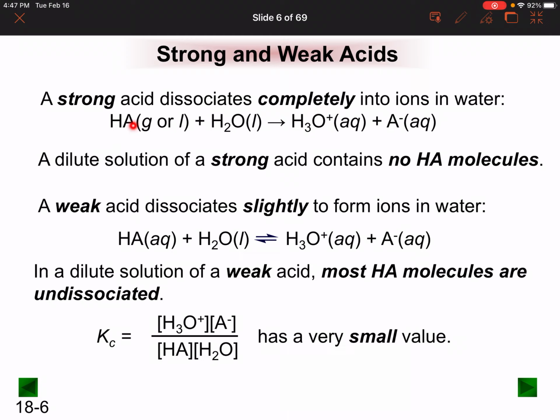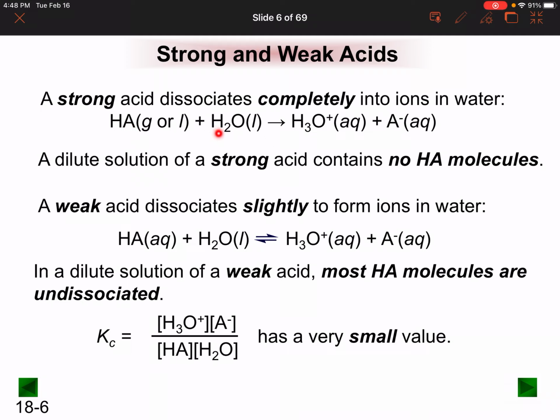Now, let's say this is our strong acid, HA. It could be gas or liquid. H is the hydrogen ion, A could be the counter ion. If it is HCl, A would be chlorine. If it is HBr, A would be bromine. Like that, hydrobromic acid, hydrochloric acid.